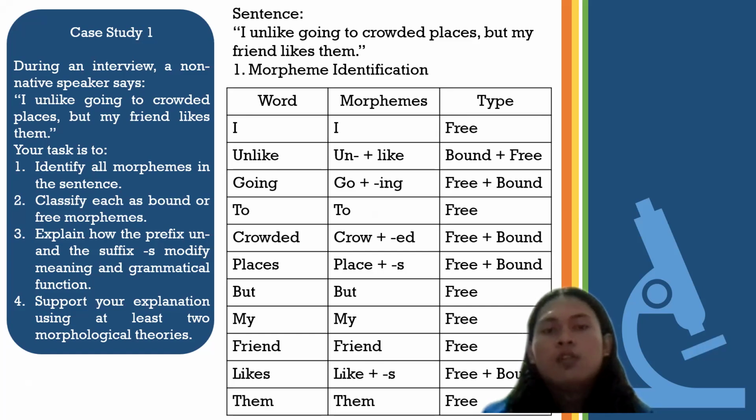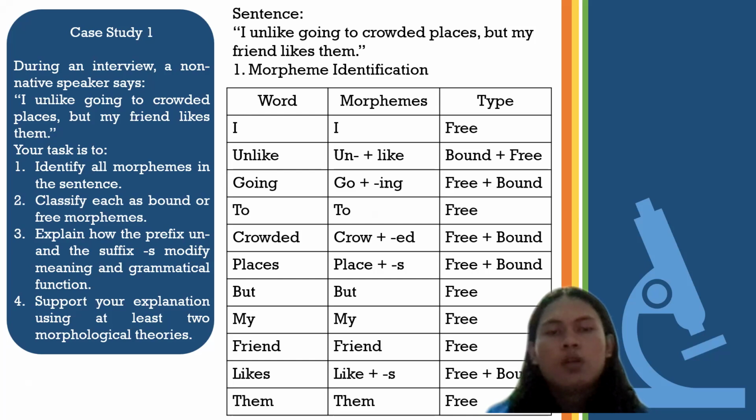And the next word is going. Morpheme is go plus ing, and the type is free plus bound. The next word is to. Morpheme is to, and the type is free. The next word is crowded. The morpheme is crowd plus ed, and the type is free plus bound. The next word is places. The morpheme is place plus s, and the type is free plus bound.